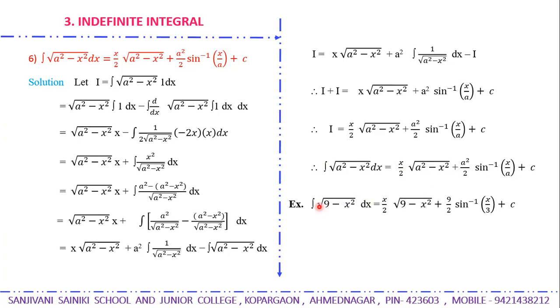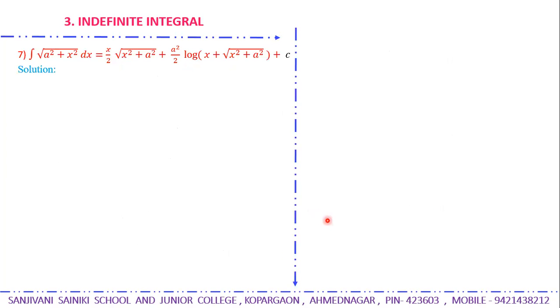So what is the integral of root 9 minus x square? This is an example based on this formula. 9 means 3 square. So 3 square minus x square, its integral is given by x by 2 root 3 square minus x square, that is 9 minus x square, plus 3 square upon 2 sine inverse of x by 3. But 3 square is nothing but 9. So 9 upon 2 sine inverse of x by 3 plus c. This is the way to use the formula in solving the examples.